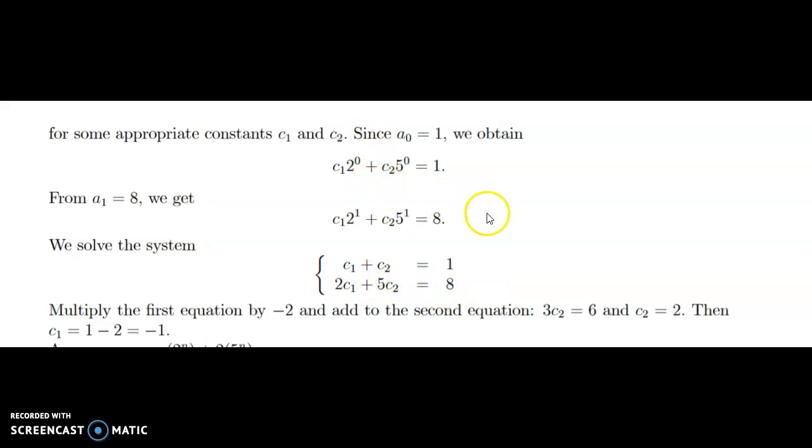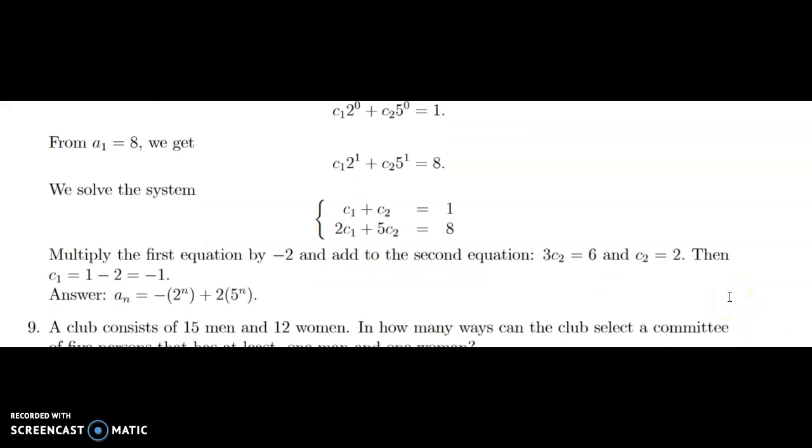So C1 and C2 must be solutions for this system. And to solve the system, we multiply the first equation by negative 2 and add the result to the second equation. This way C1 disappears. Negative 2C2 plus 5C2 is 3C2, negative 2 plus 8 is 6. Divide both sides by 3, you get C2 equals 2. C2 is 2, so C1 must be negative 1.